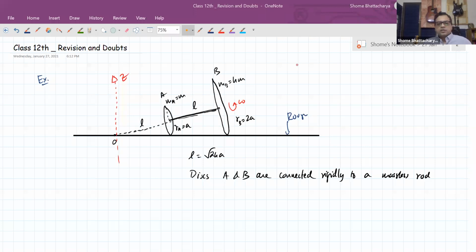Okay. So the first thing we have to do is calculate the angular momentum of the system about its center of mass axis. We have to calculate the angular momentum of this system about the center of mass axis.